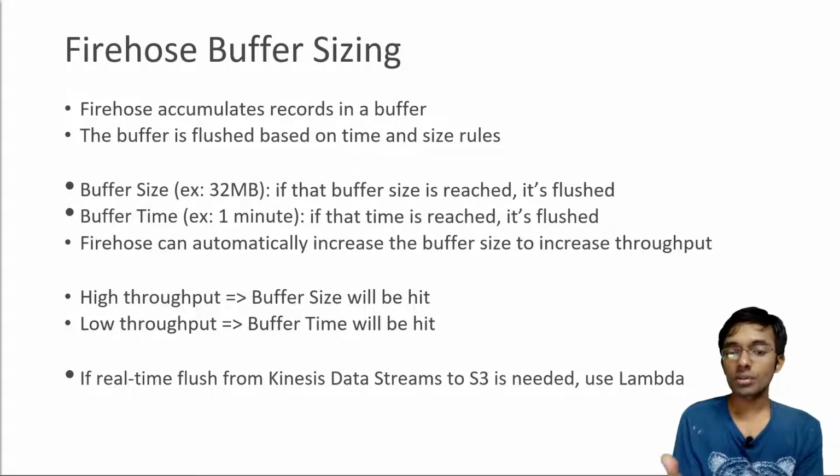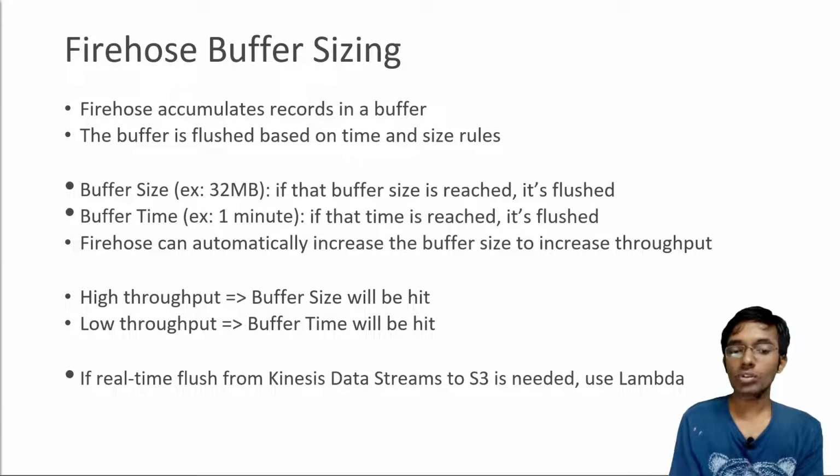The first, the buffer size, is very easy to understand. For example, you can set it to 32 megabytes, and if the buffer size is reached, so if you get 32 megabytes of data in the buffer, then automatically it's going to be flushed and sent to S3, Redshift, Elasticsearch or Splunk. And then you have a buffer time setting.